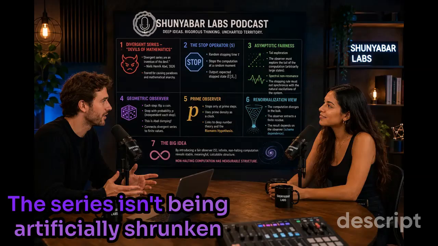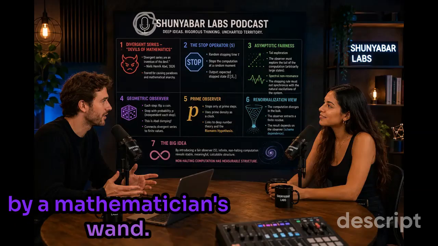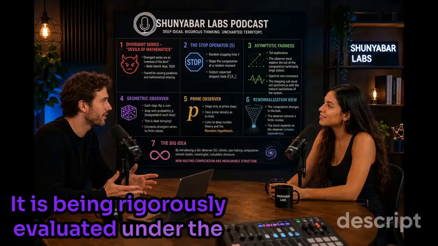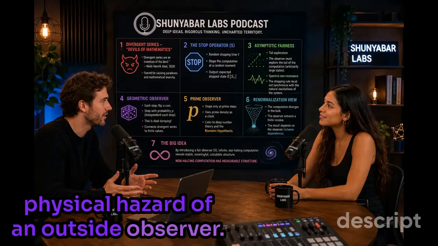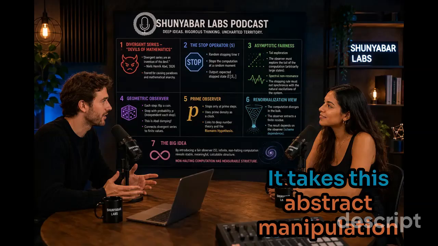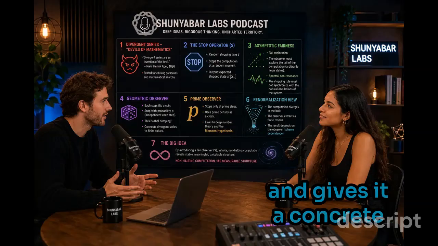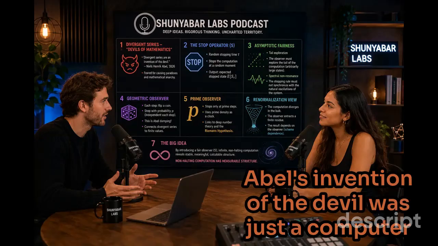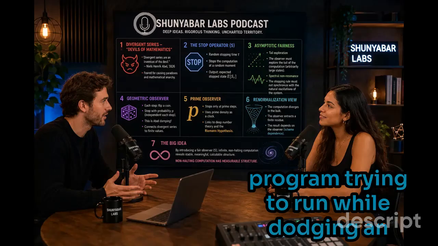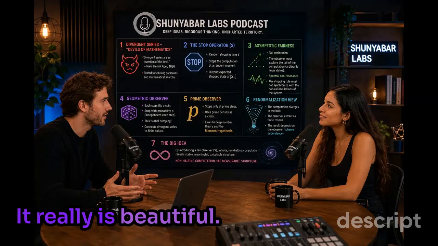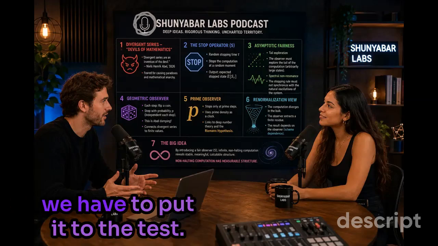The series isn't being artificially shrunken by a mathematician's wand. It is being rigorously evaluated under the physical hazard of an outside observer. That is just gorgeous. It takes this abstract manipulation and gives it a concrete computational reality. Abel's invention of the damping factor was just a computer program trying to run while dodging an observer's coin flips. It really is beautiful. So now that we have this framework, we have to put it to the test.